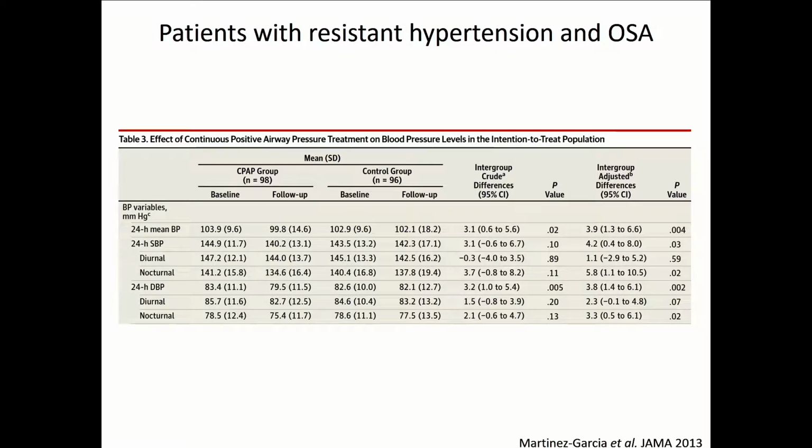This is data on patients who have resistant hypertension. So these are patients who have uncontrolled blood pressure despite being on 3 or more medications to control their blood pressure. And what they showed in this study was that there was a 3 or 4 millimeter of mercury reduction in blood pressure with CPAP treatment.